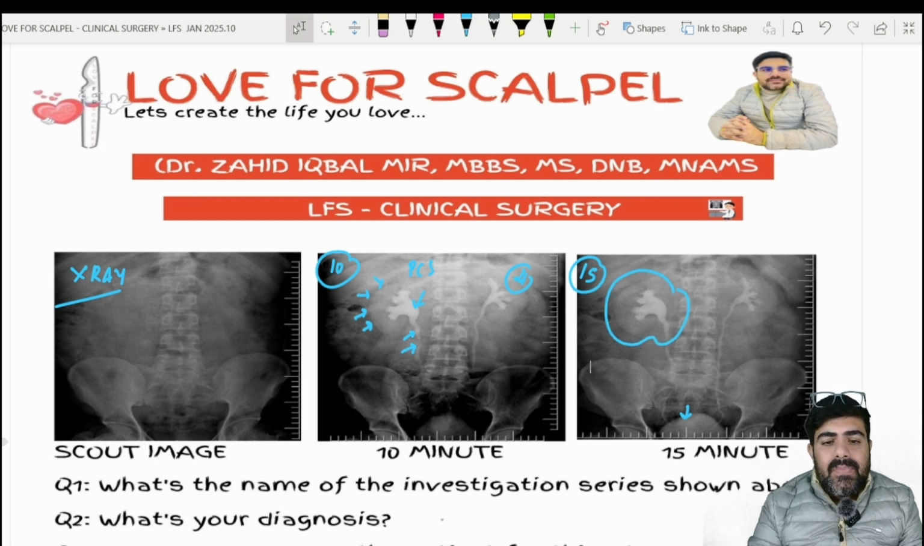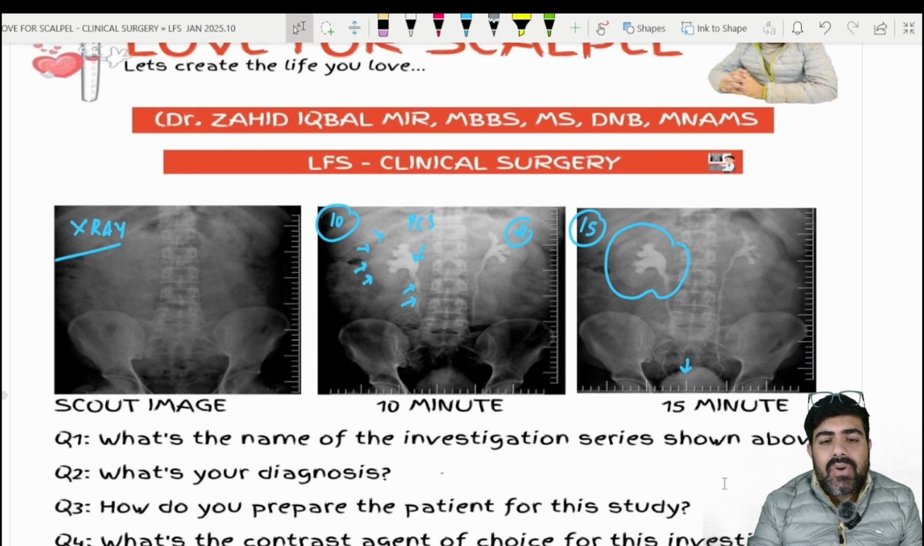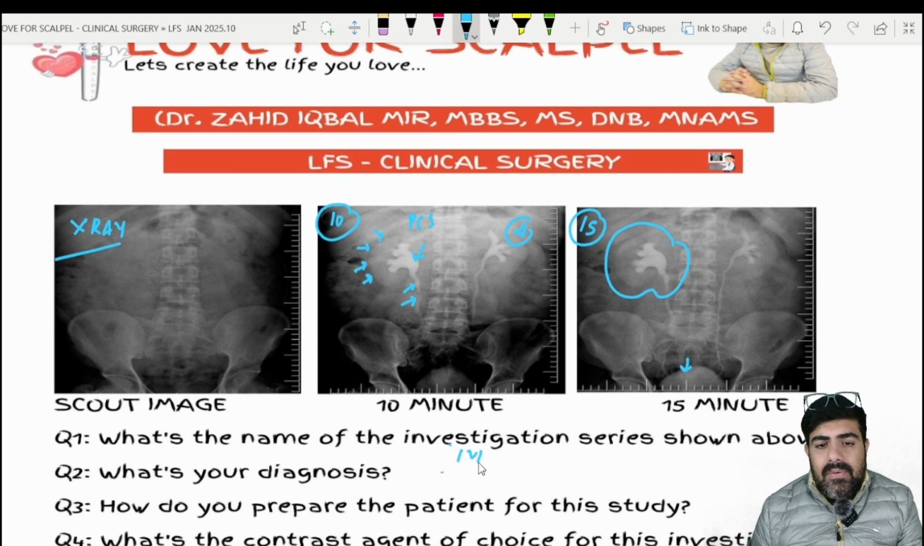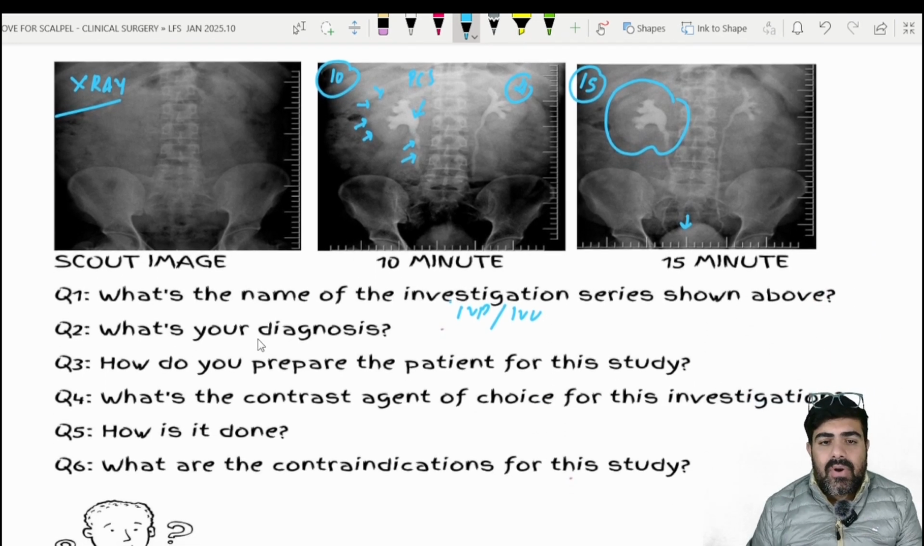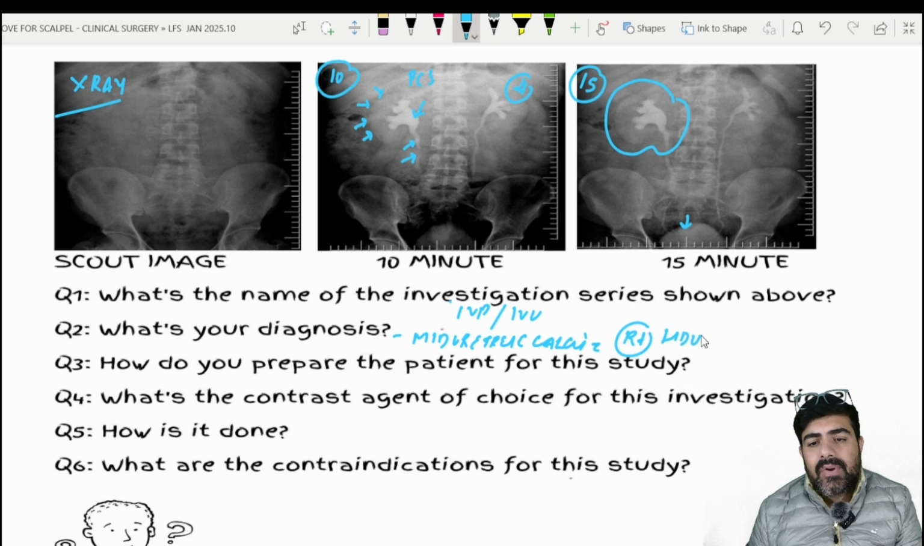So what is the name of the investigation series shown above? This is IVP or IVU, intravenous pyelography or intravenous urography. So what is your diagnosis? The diagnosis is mid-ureteric calculus with right-sided hydroureteronephrosis, as there is a dilated proximal ureter and dilated pelvicalyceal system.